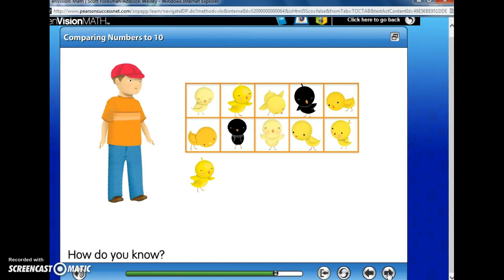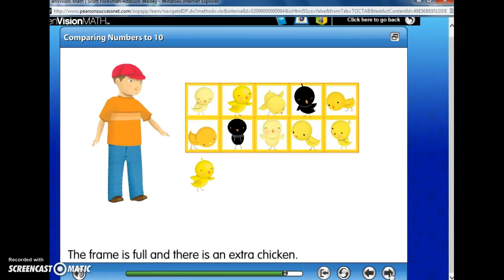How do we know that there are more than 10 chickens? Look at this tens frame. Then look at this. What do we have? Lucian, what do we have? We have one extra. The tens frame is filled up, and then we've got one extra. Good. The frame is full, and there is an extra chicken.